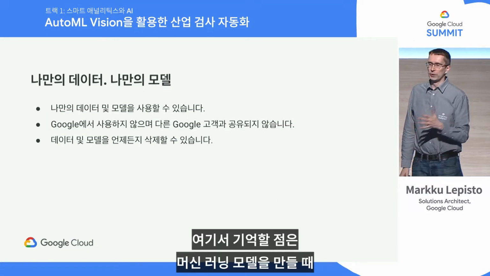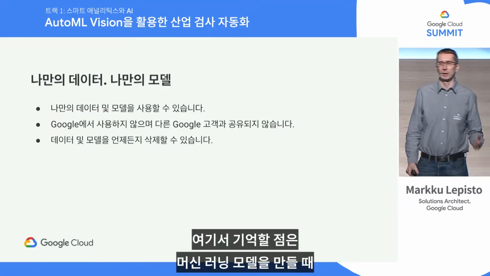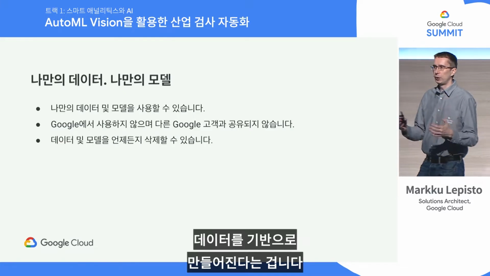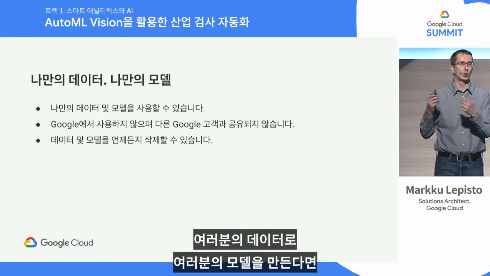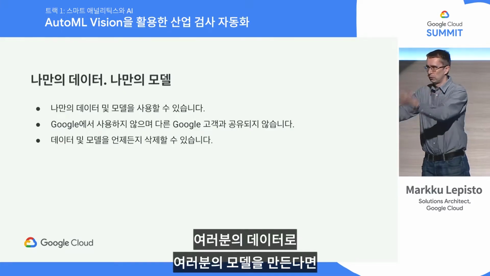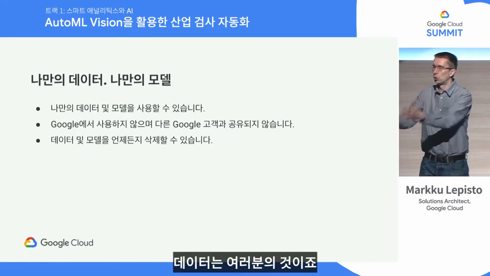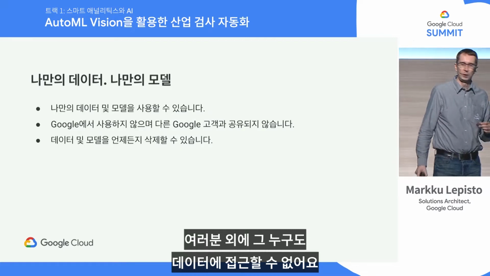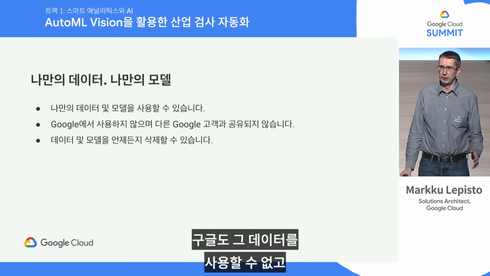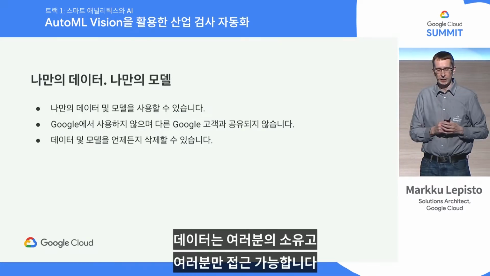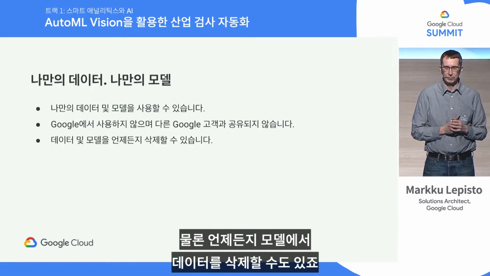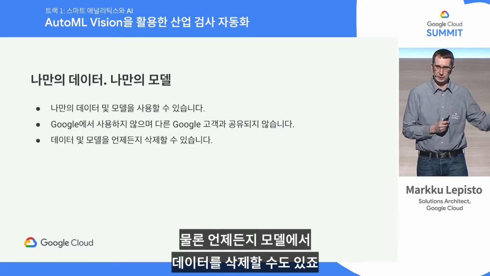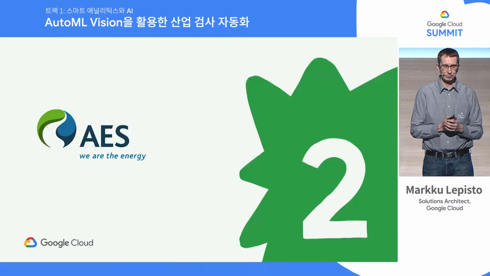The thing to know is that when you create a machine learning model, the model is created on data. If you make a custom machine learning model from your data, you own the data. Nobody else has access to the data, only you. Google doesn't use your data for anything. It's your data. It's accessible only by you. And you can, of course, anytime delete your data and your models.